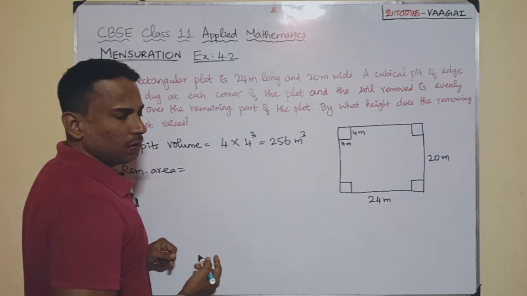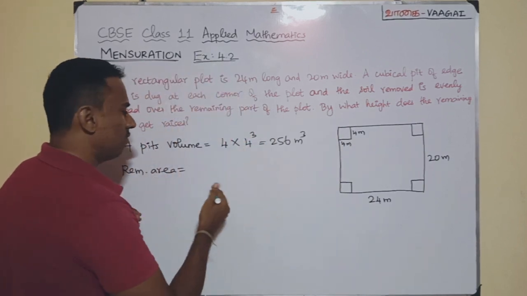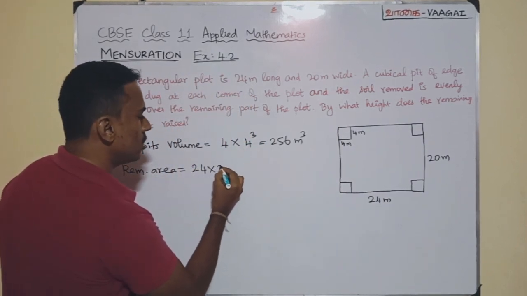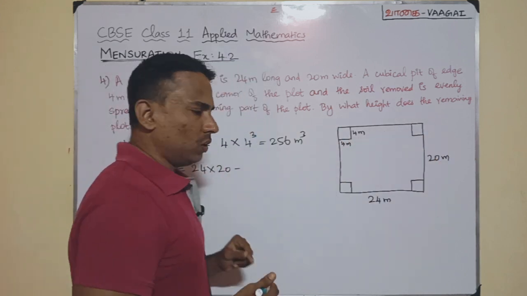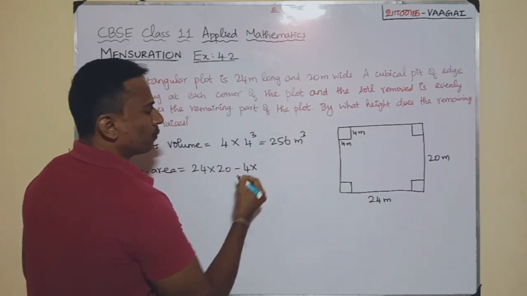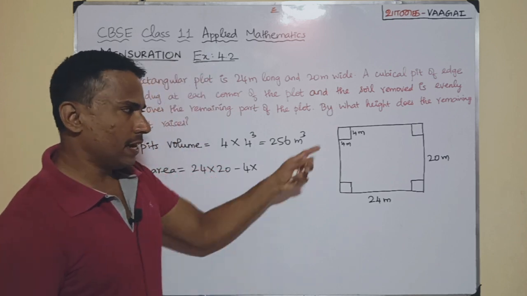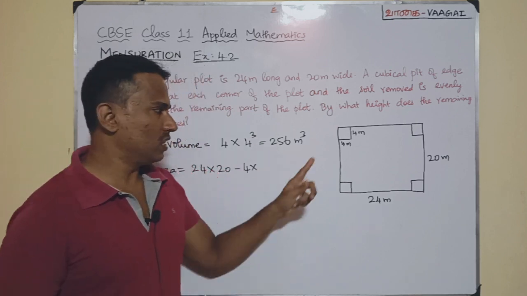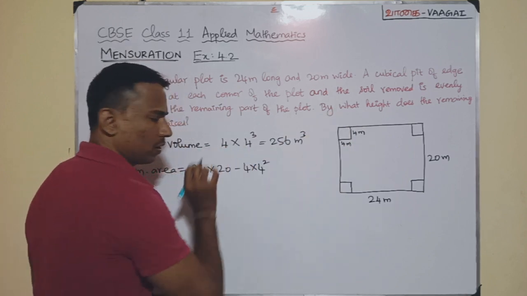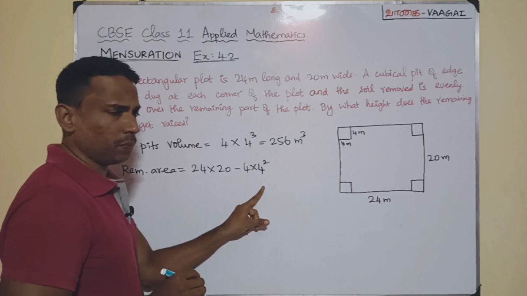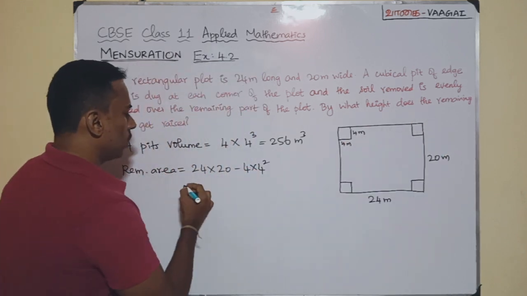So remaining area will be what? Remaining area will be nothing but this total rectangle area, which will be 24 into 20, minus these four squares. Now what about the four squares? So 4 into, what about the area of the square? Area of each square is a into a. So that means 4 into 4. Side of the square is 4 only, right? So 4 into 4, which is 4 square. And why am I making 4 into? Because 4 times 4 square is going to be subtracted. That's why.